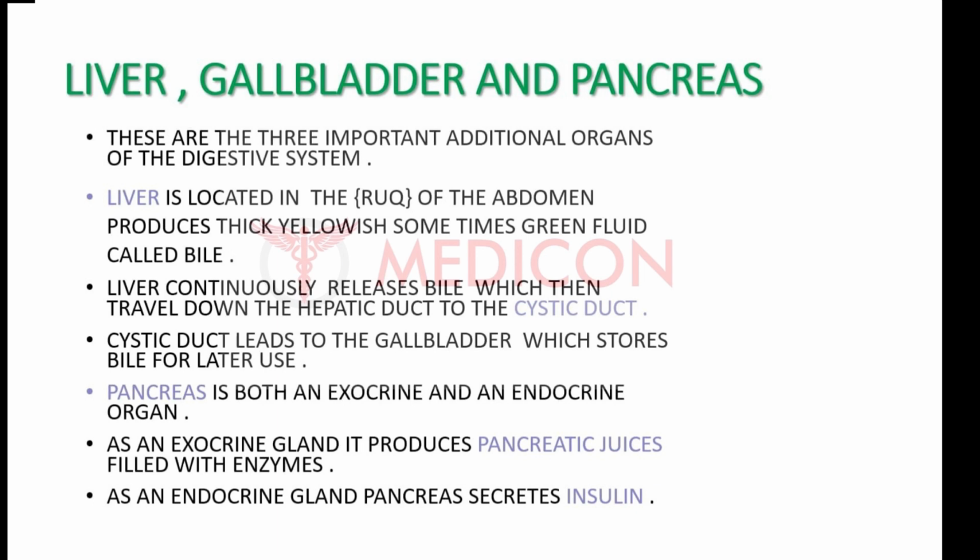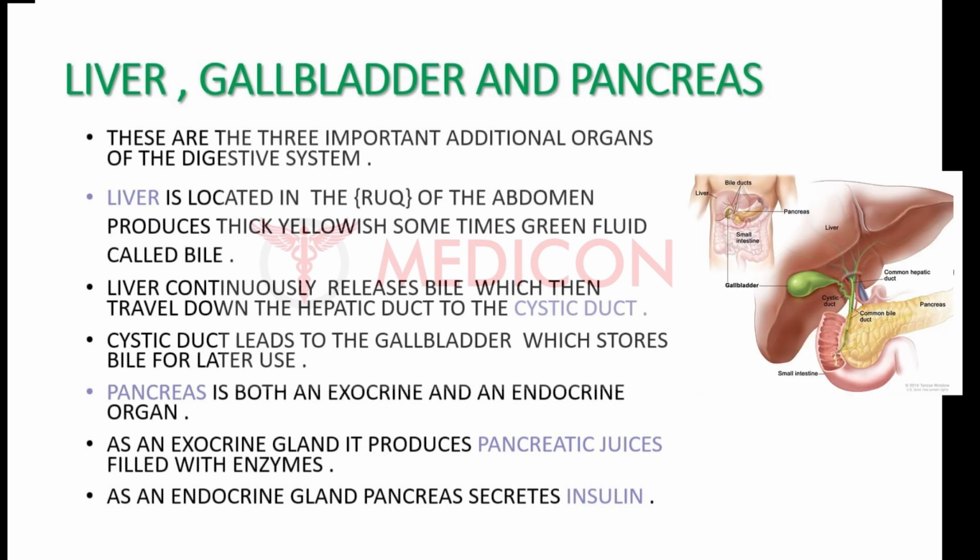Coming to the liver, gallbladder, and pancreas. 3 important additional organs of the digestive system, the liver, gallbladder, and pancreas, play crucial roles in the proper digestion and absorption of nutrients.